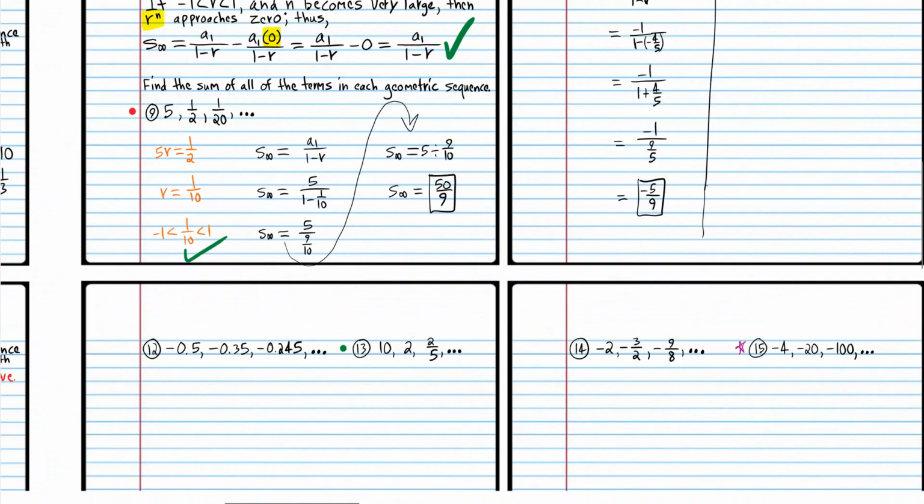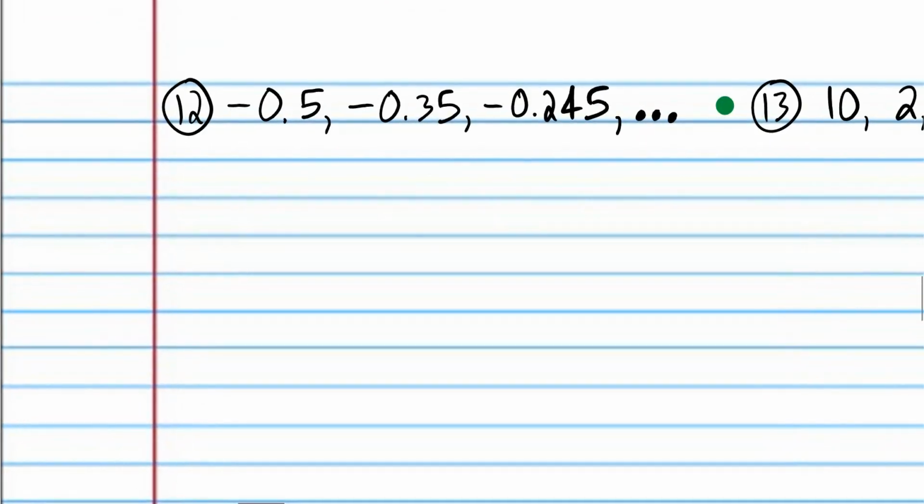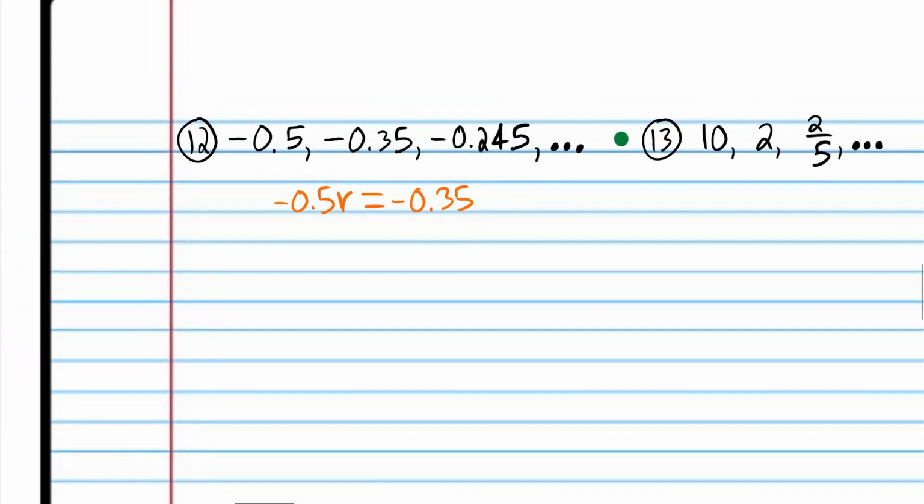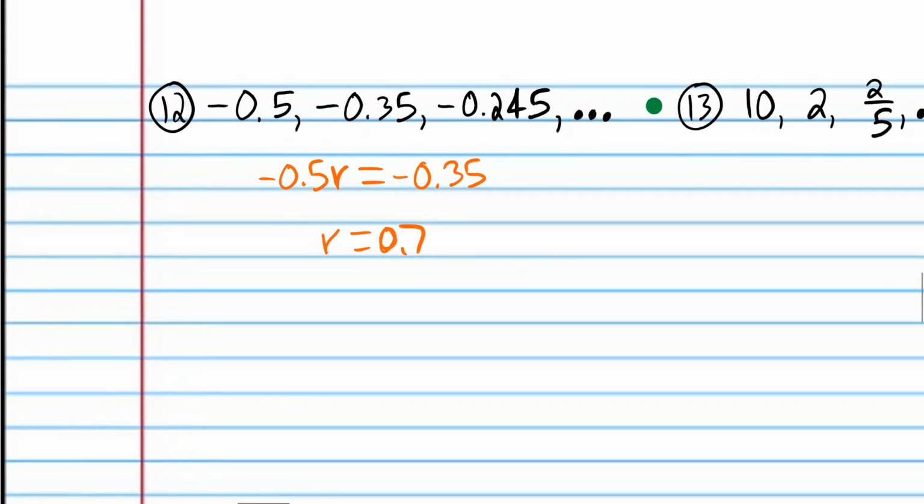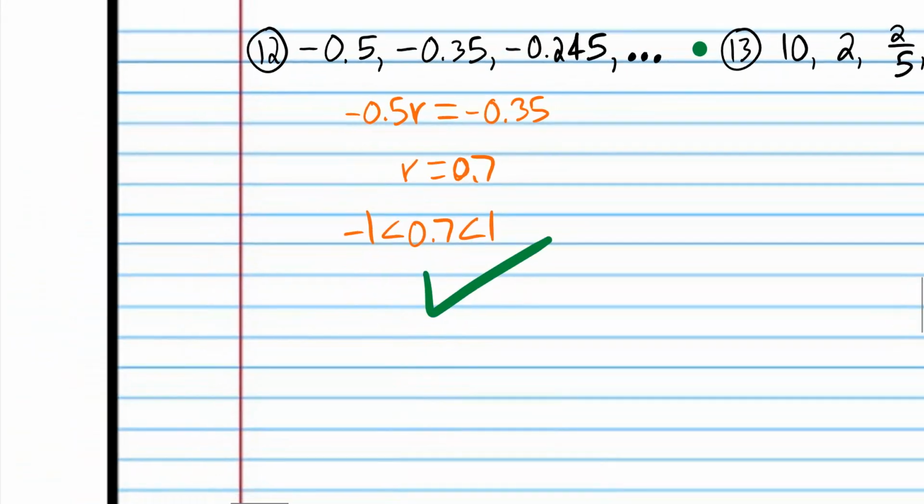Okay, so let's do one more of these problems. First, we have to confirm that r, the common ratio, is between -1 and 1. So if we take the first term and multiply it by r, we should get the second term. And if we do the math on that, we end up with 0.7. And 0.7 is between 1 and -1. So we can use our formula.